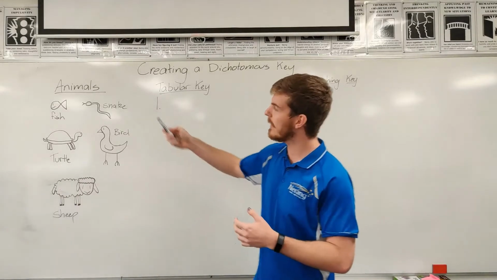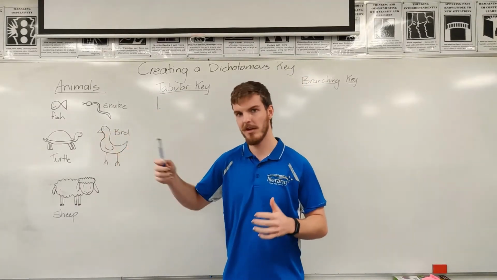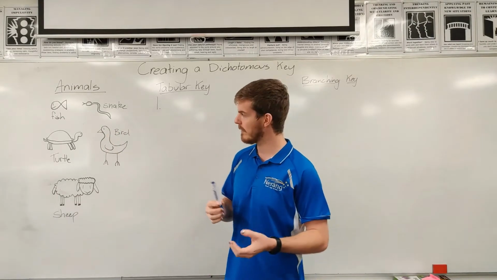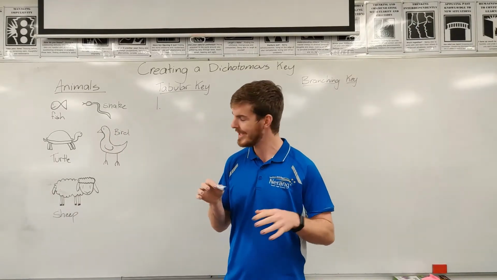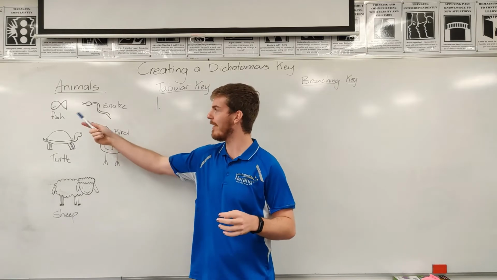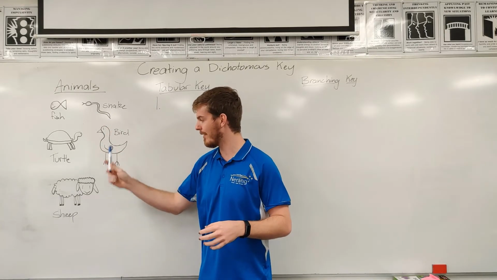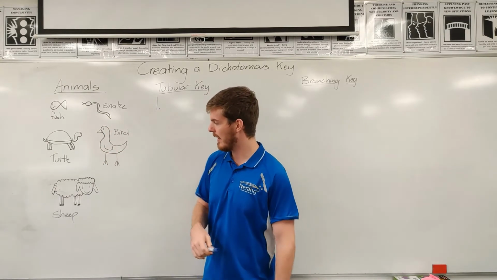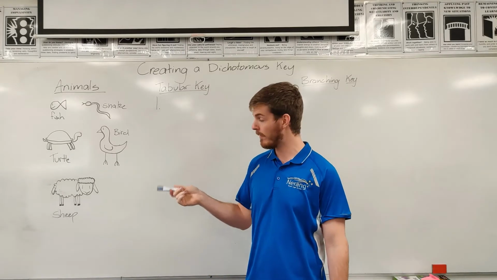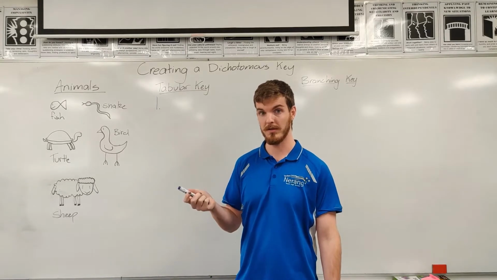So on the side here, I've got my 5 animals, all artistically drawn because I'm actually an art teacher, not a science teacher. So I've got a fish, a snake, a turtle, a bird, and a sheep. That's my second attempt at the sheep. The first one was even worse.